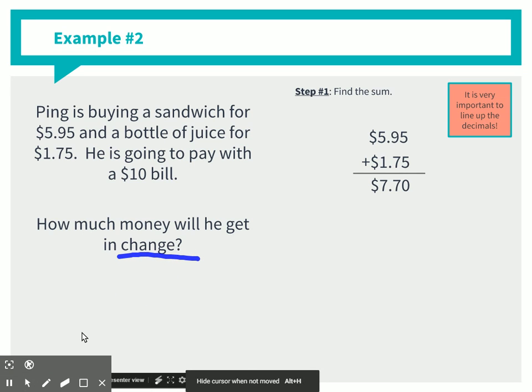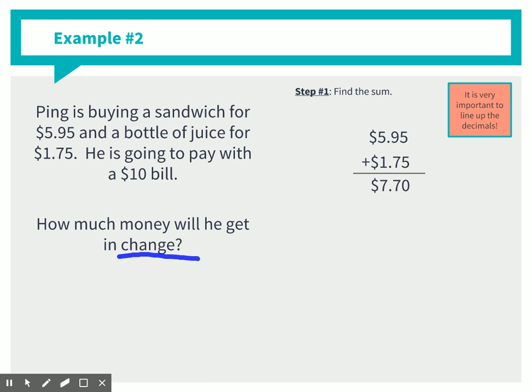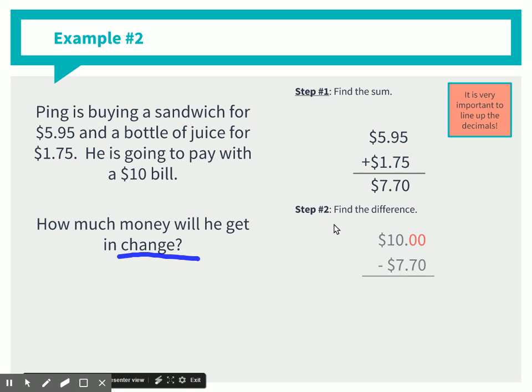Okay, so how much will he get in change? When he pays, the person is going to give him some change. How much will that be? How much money will he get back? So now what we need to do is find the difference. And we have to find the difference between the $10 and the $7.70. So we're going to subtract. Now what you see here that's very important, see that again, this is adding and subtracting.